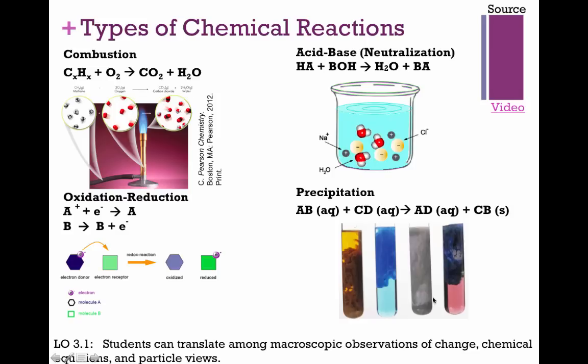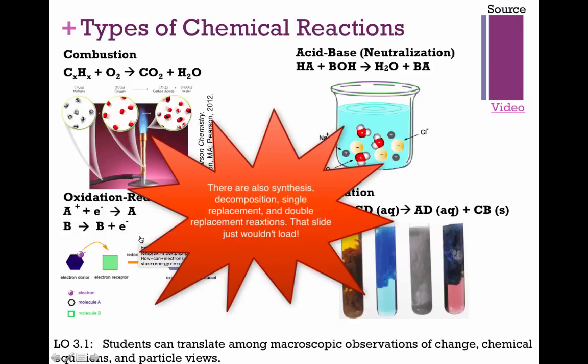Okay, so types of chemical reactions. If you remember, we talked about these. We have combustion, so you have any hydrocarbon plus oxygen, which always yields CO2 and H2O. Oxidation reduction: your oxidation numbers change. So make sure that you can assign oxidation numbers.